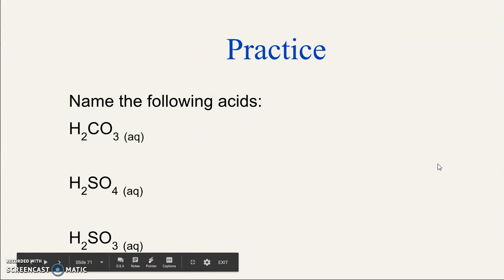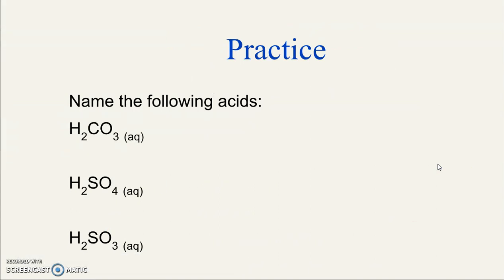So let's do some practice. I'll do these with you and we'll go over some more in class. So I recognize them as acids because they have hydrogen in front of them. So hydrogen plus a polyatomic ion. Well, I have carbonate. Well, it ends in ate. So that means it's going to be ic. So this is going to be carbonic acid.